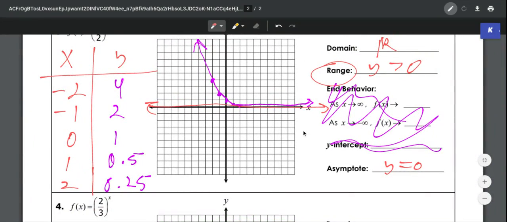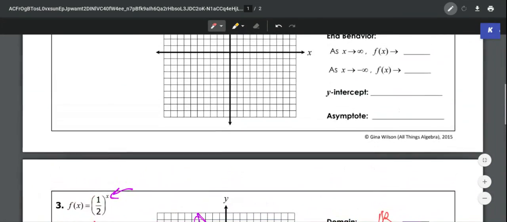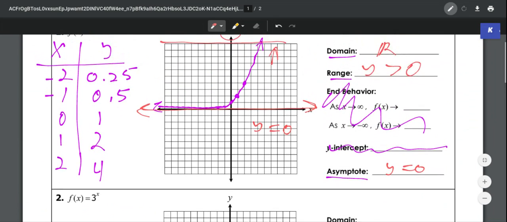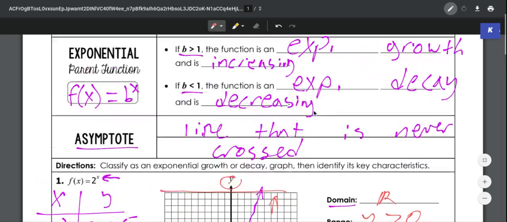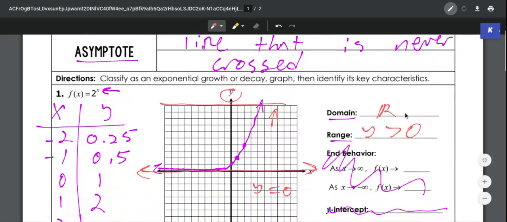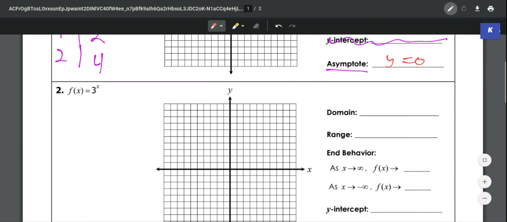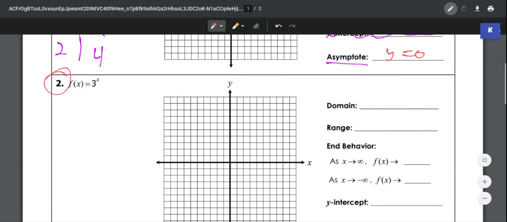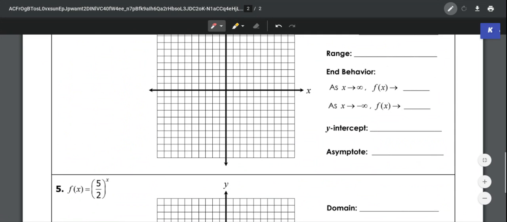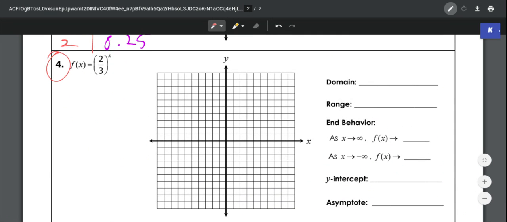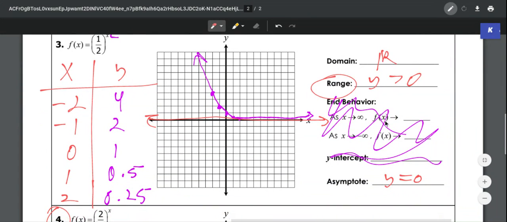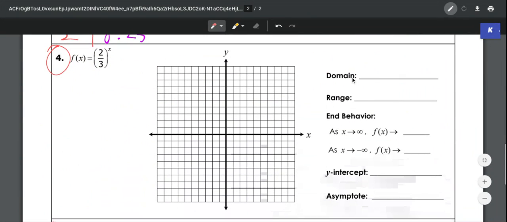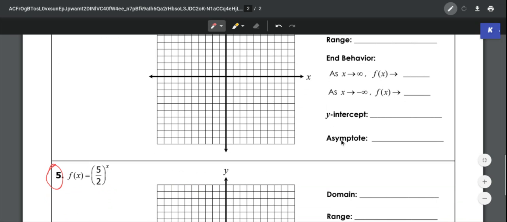So for graphing these to begin with, these are pretty simple and straightforward, and then the next section we'll get into transformations. But to begin with, you need to know how to graph each of these exponential growth and decay problems. And your actual homework, which I'll put in Google Classroom, is going to be 2 from the notes, 4, and 5. And you're not going to be worrying about the end behavior or the y-intercept. You're just going to worry about domain, range, and the asymptote.